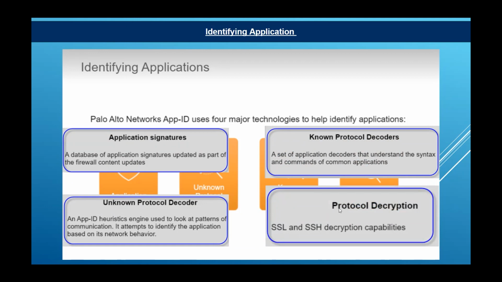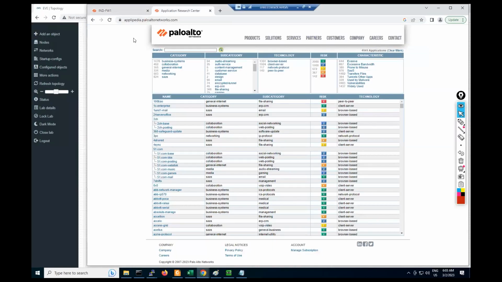So guys, to understand protocol decryption, you should have an idea about encryption and decryption. What is that? Let me show you. If I open this website, did you see, guys, this website is running on HTTPS, right? That means this one is secure. So now we can say whatever communication is between Palo Alto and my system, that one is encrypted.